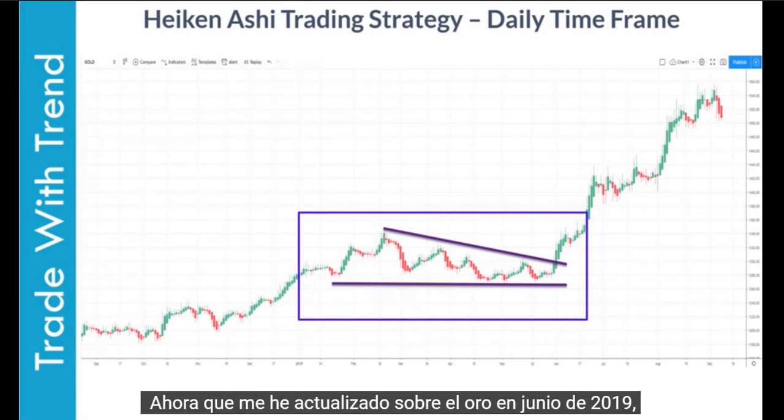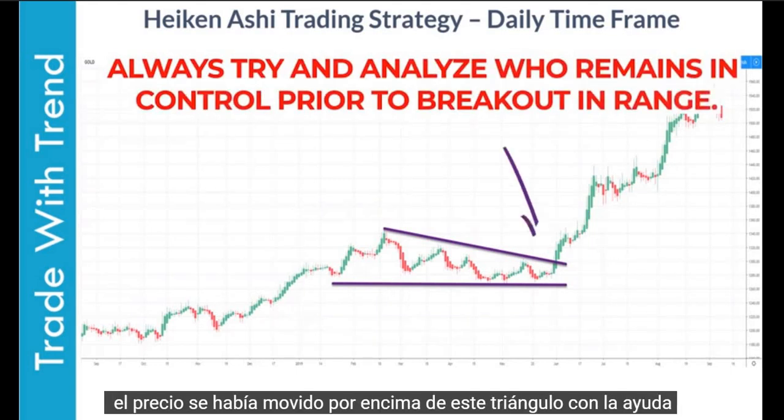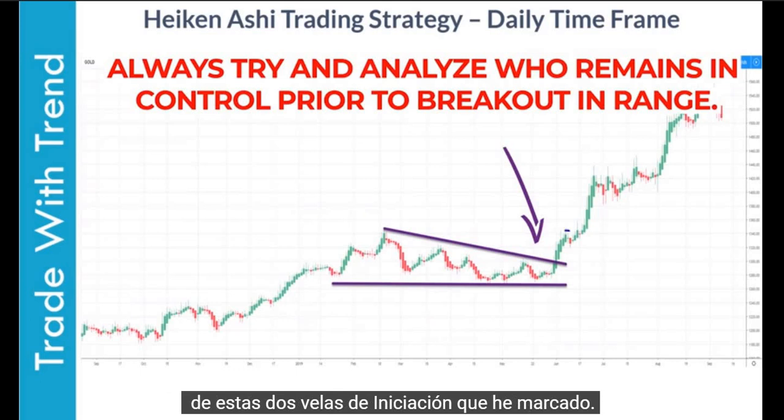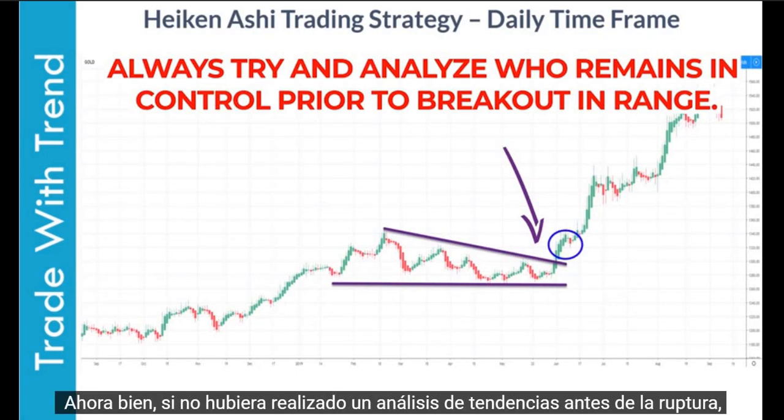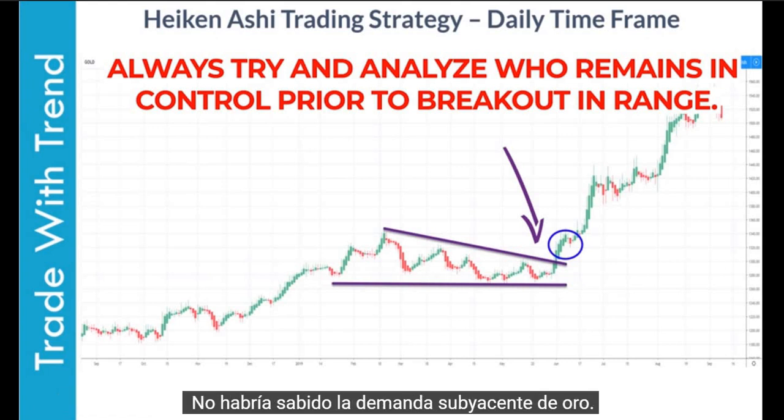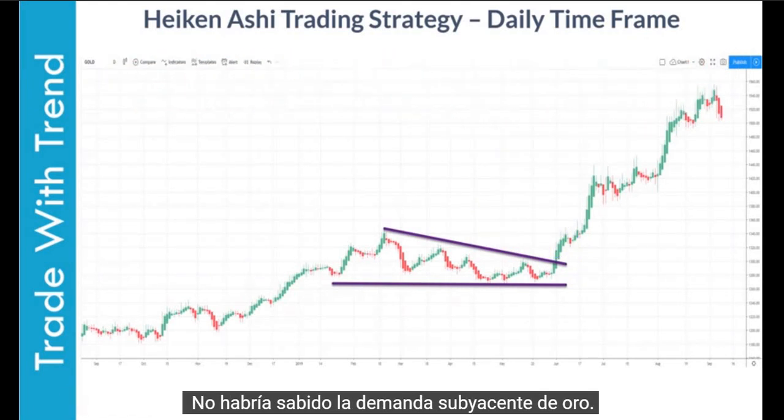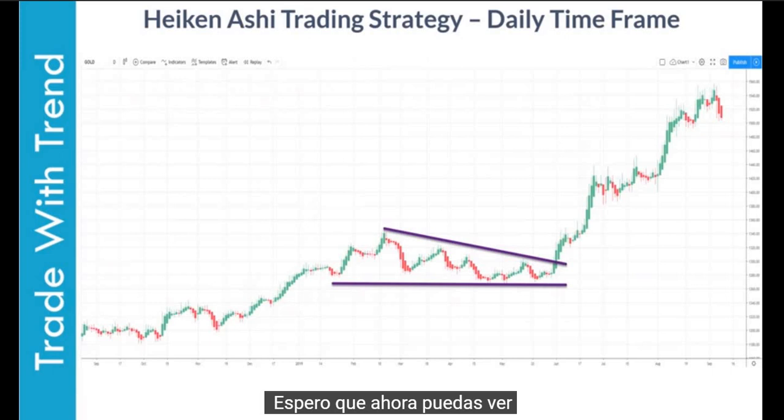Now, when I had updated about gold in June 2019, price had moved above this triangle with the help of these 2 initiation candles that I've marked. Now, had I not conducted trend analysis prior to breakout, I wouldn't have known the underlying demand in gold. I hope now you can see why I selected only this particular range.